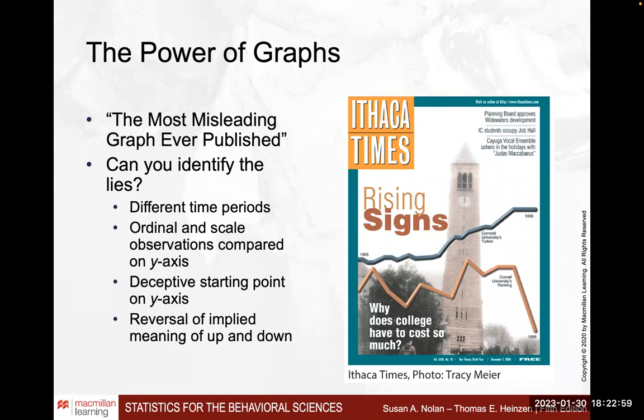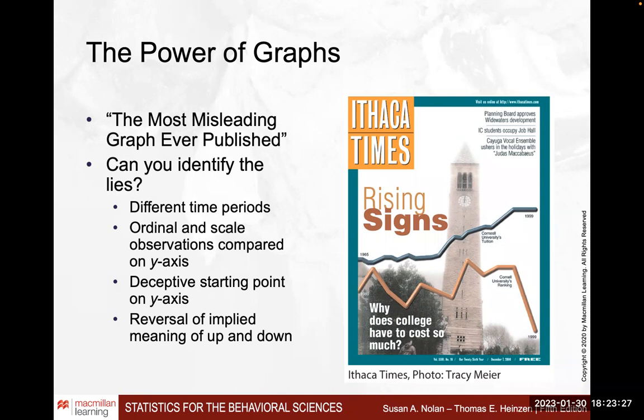Secondly, ordinal and scale observations are compared on the y-axis. If you think of tuition, this is scale data. If you think of a ranking, that is ordinal data. So combining this on a y-axis is inherently absolutely wrong. You cannot do that, not in quantitative terms, right?